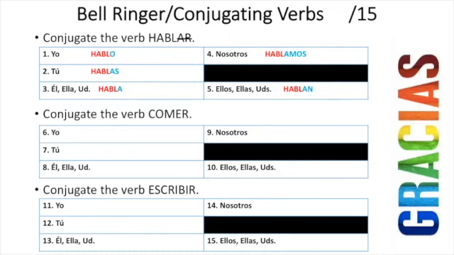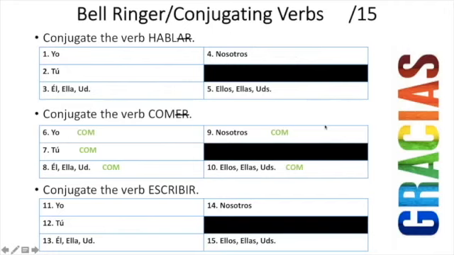When we've done that, we have to go back and add our AR present tense endings: o, as, a, amos, ais, and an. So you end up with hablo, hablas, habla, hablamos, hablais, and hablan. So I talk, you talk, he talks, we talk, you all in Spain talk, and they talk. So this is the conjugation process, chopping off the AR and adding the o, as, a, amos, ais, and an.